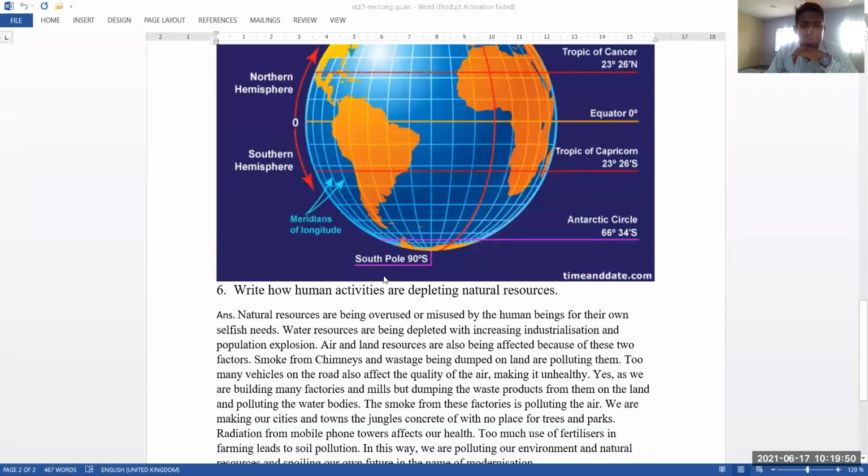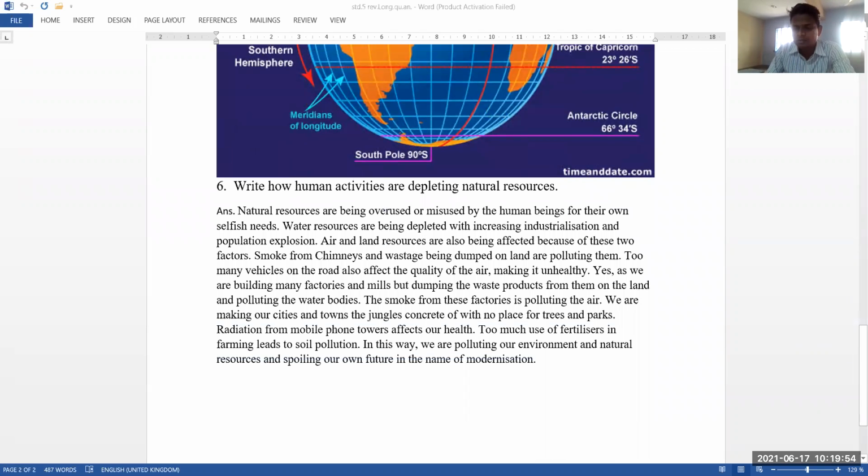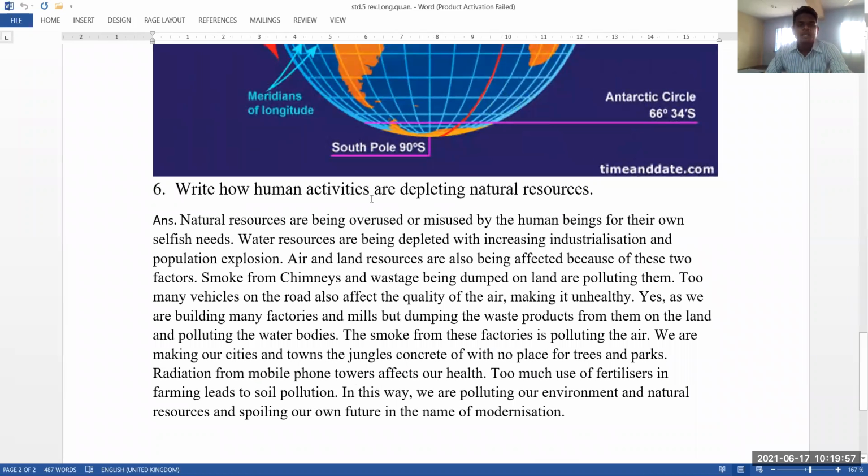Next question. How are human activities depleting natural resources? Depleting, spoiling. As we know, my dear students, natural resources are being overused, and that's why we are facing lots of problems right now. By human beings, for our selfish needs and desires. Water resources are being depleted with increasing industrialization because of globalization. Cities are extending outside of the city, they are expanding their boundaries.